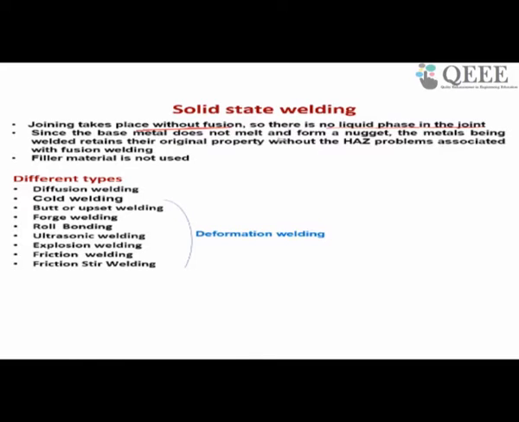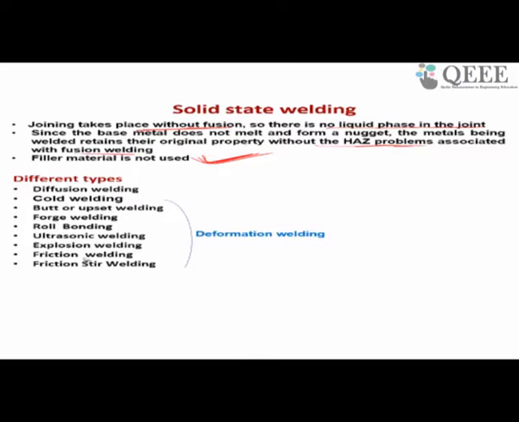Since the base metal doesn't melt and form a nugget, the metal being welded retains its original properties without the heat affected zone problem associated with fusion welding. In fusion welding, you get heat affected zone problem because the material was melting, and so heat transfer was very high. So near the molten part, you get a big heat affected zone. Here, since you are not melting, the heat affected zone problem can be nullified, or even if a heat affected zone is there, it will be very small. In any fusion welding process, you mainly use filler materials. In solid state welding process, filler materials are not used. So these are the merits of solid state welding process.